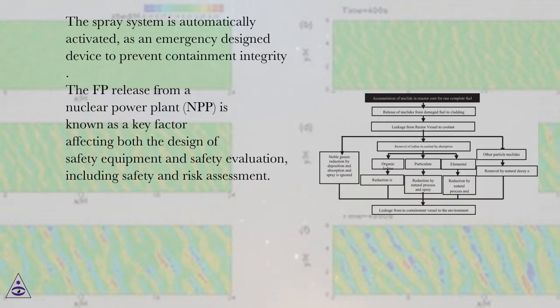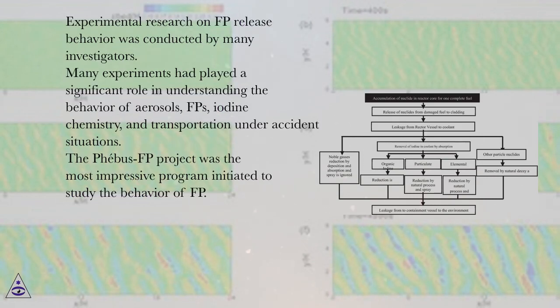The FP released from a nuclear power plant, NPP, is known as a key factor affecting both the design of safety equipment and safety evaluation, including safety and risk assessment. Experimental research on FP release behavior was conducted by many investigators. Many experiments had played a significant role in understanding the behavior of aerosols, FPs, iodine chemistry, and transportation under accident situations. The Phebus FP project was the most impressive program initiated to study the behavior of FP.